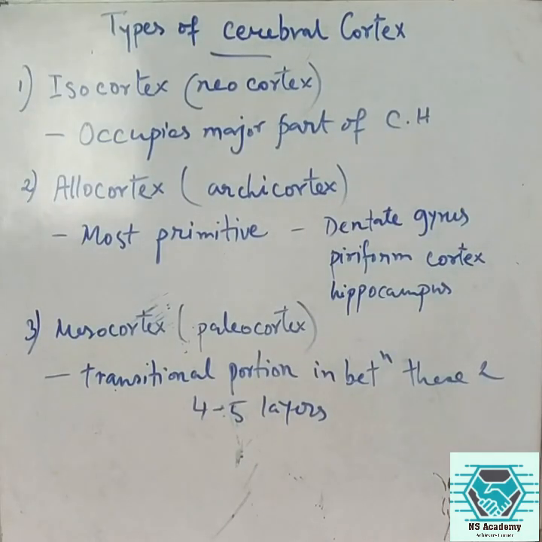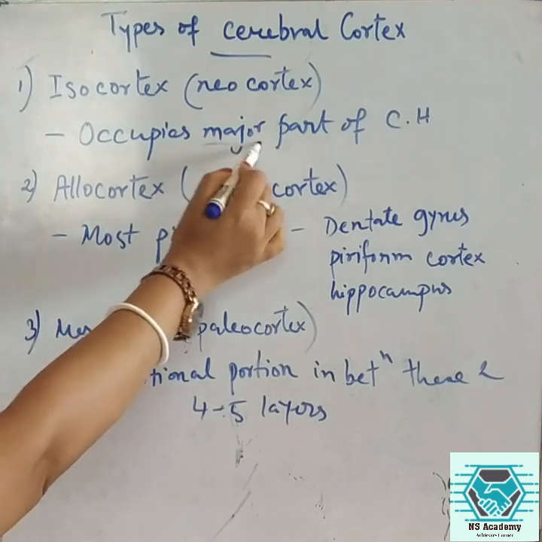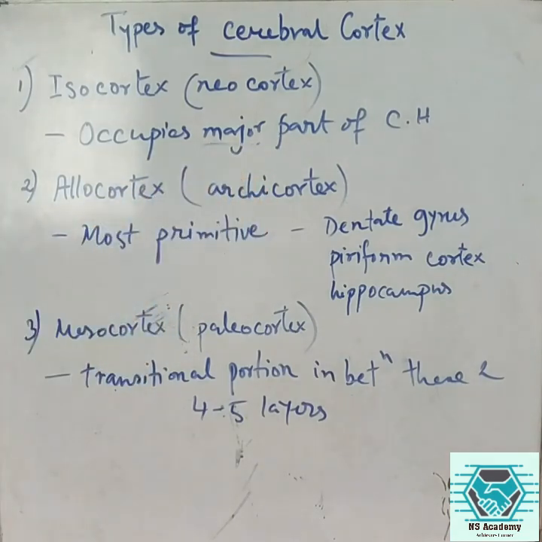Okay. Next we see the types of cerebral cortex. Structurally the cortex can be divided into 3 types. Number 1 is isocortex. It is also known as neocortex, and this is the major part of cerebral hemisphere. This occupies the major part of cerebral hemisphere. Developmentally it comes first, is involved in higher functions, and here there are 6 layers.